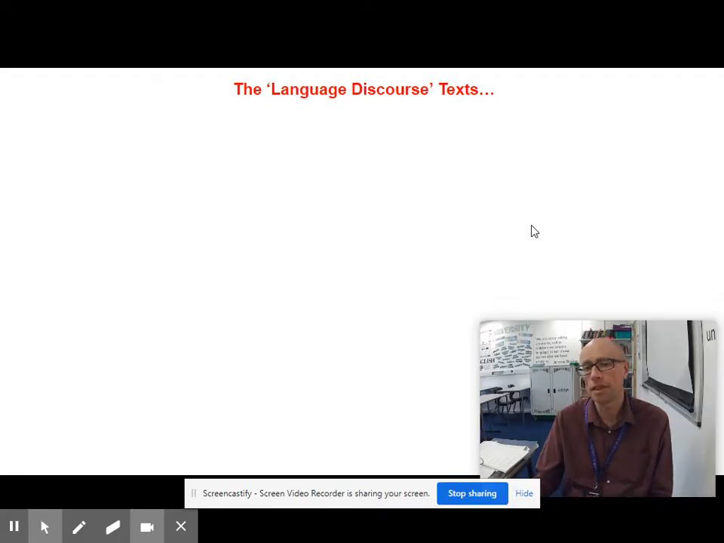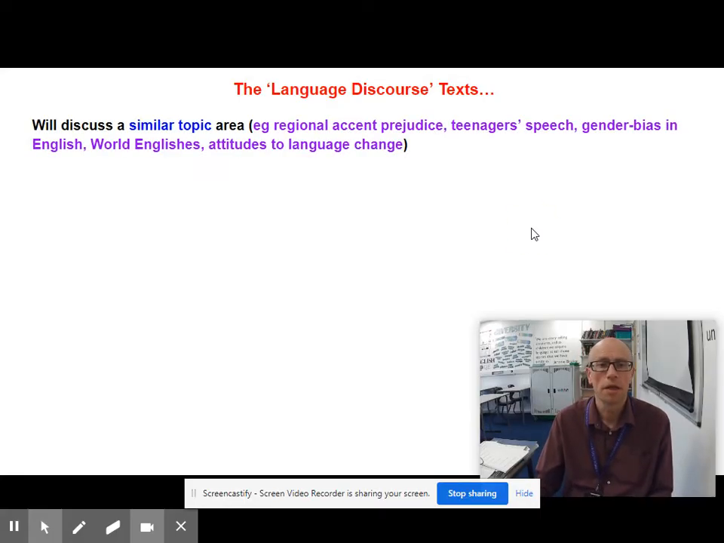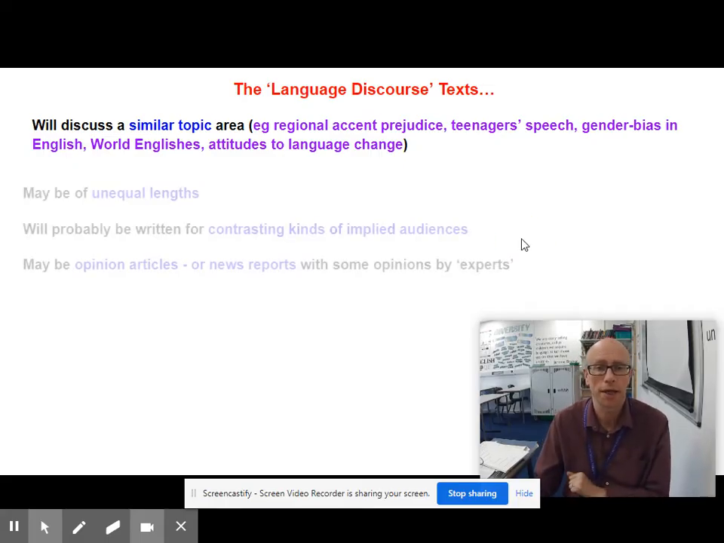These language discourse texts that you are given are going to discuss a similar kind of topic area, and the topic area could be from language diversity, or it could be from language change, or it could be a blend of both of those broad areas. So, for example, it could be about regional accent prejudice. It could be about the speech of teenagers. It could be about gender bias in the English language. It could be about world Englishes. It could be about people's attitudes towards language change. So there are 5 examples there of possible topic areas.